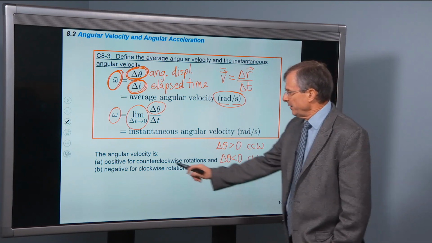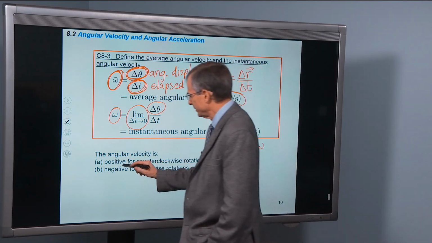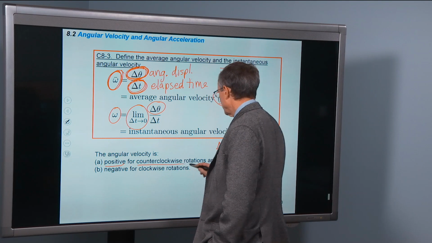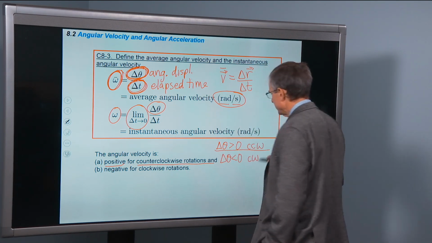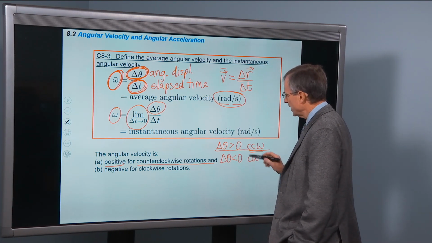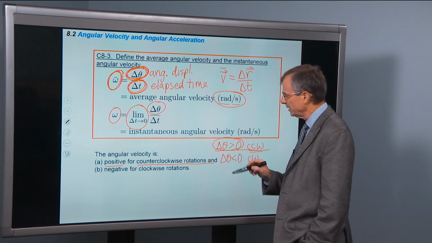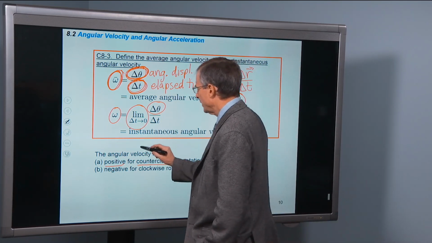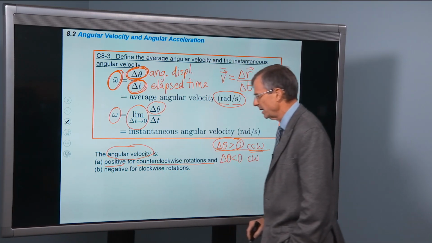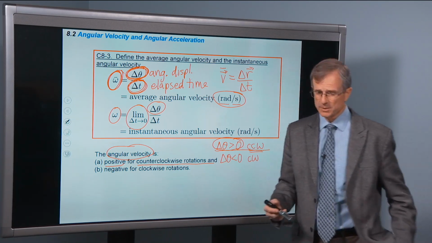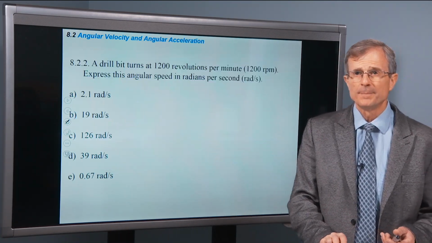So the angular velocity is positive for counterclockwise rotations. Same thing as here. For a counterclockwise rotation, we have a positive angular displacement and we have a positive angular velocity, and it's negative for clockwise rotations. They have the same sign convention.